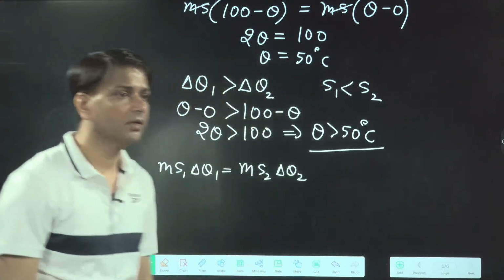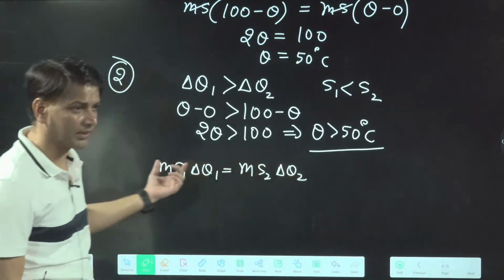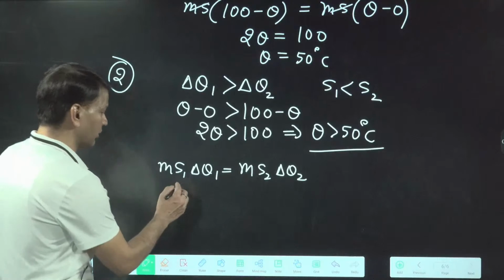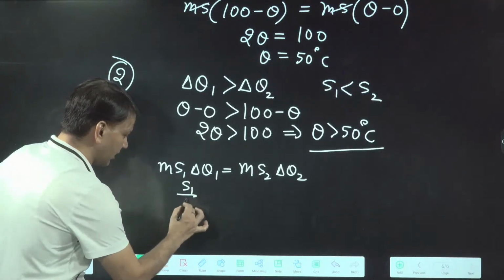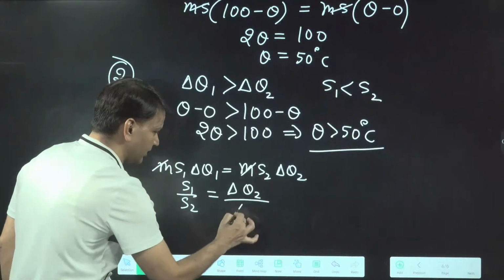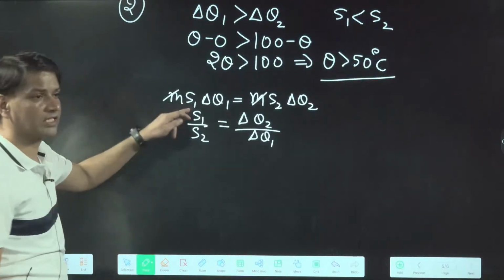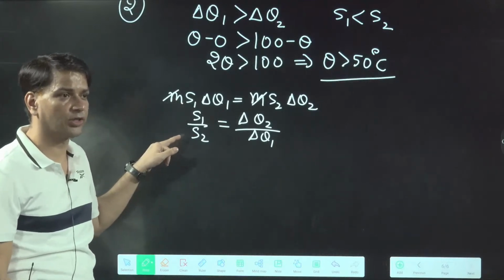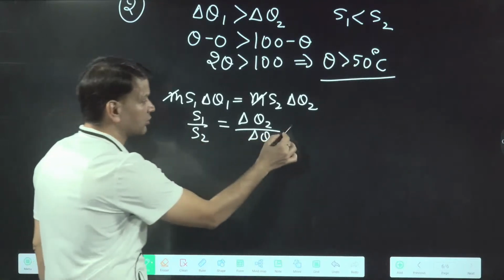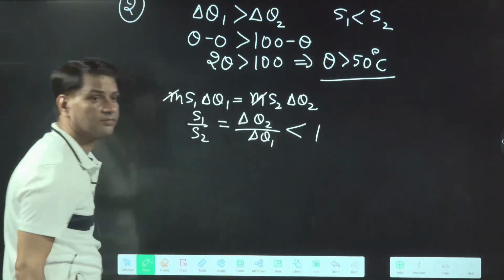Okay. Second way, what I'm saying: heat given by body 2 is equal to heat taken by body 1. So m S1 delta theta 1 is equal to m S2 delta theta 2. Now if I find the ratio S1 by S2, what will I get? Delta theta 2 by delta theta 1. S1 is the specific heat of body 1, S2 is the specific heat of body 2. Which is more? S2 is more. S1 is less than S2, so this quantity will be less than 1.